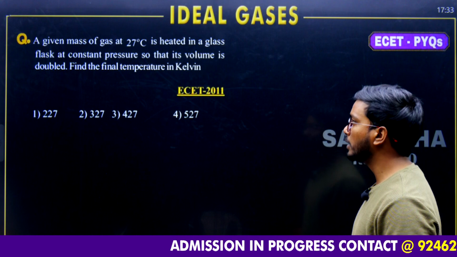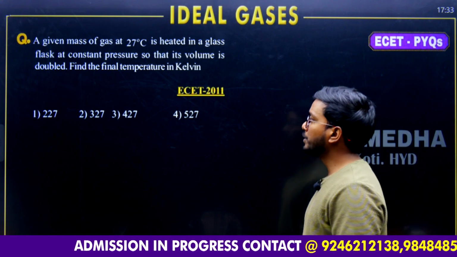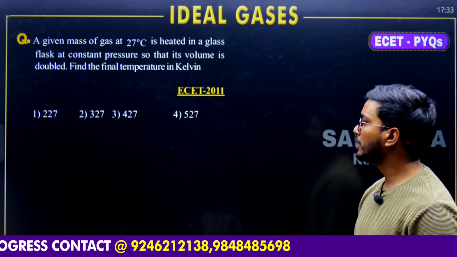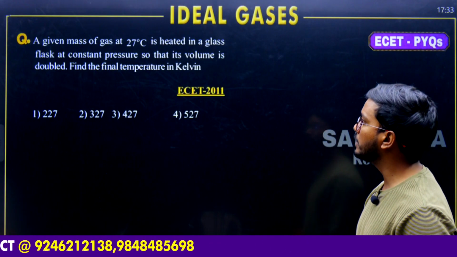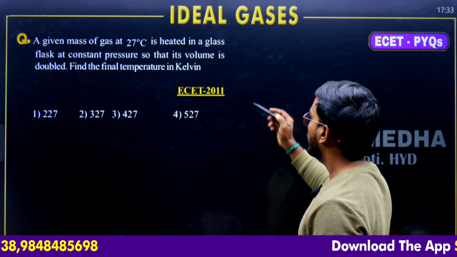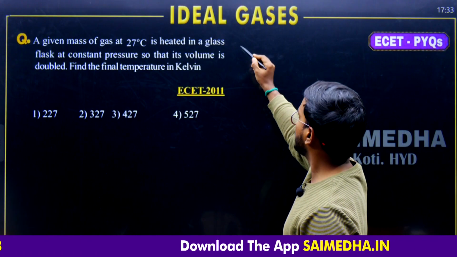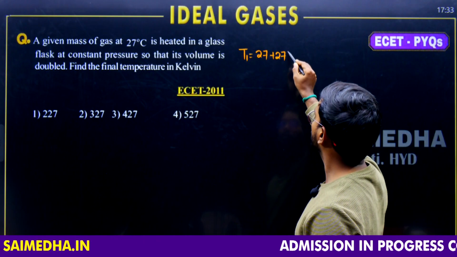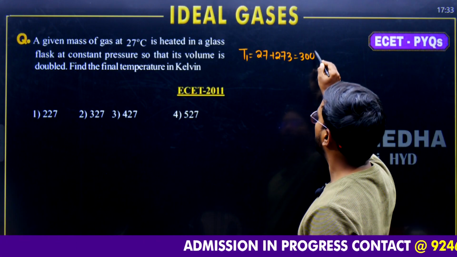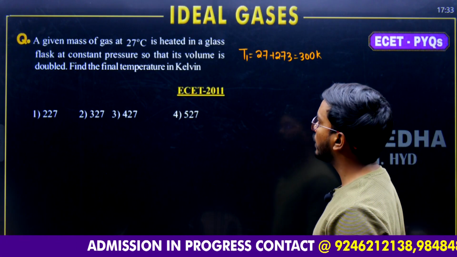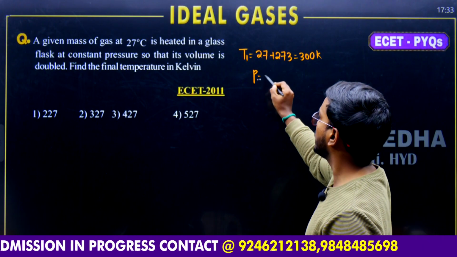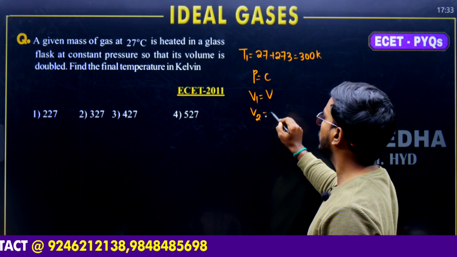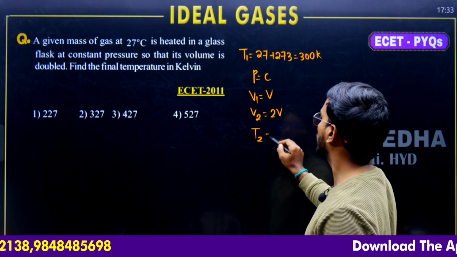Okay, let's get started. A PYQ that appeared in 2011 from the ideal gas concept: given mass of a gas at 27 degrees Celsius. T1 is 27 plus 273, that is 300 Kelvin. It is heated in a glass flask at constant pressure, so that the volume is doubled. V1 is V, V2 is 2V, then what is T2?